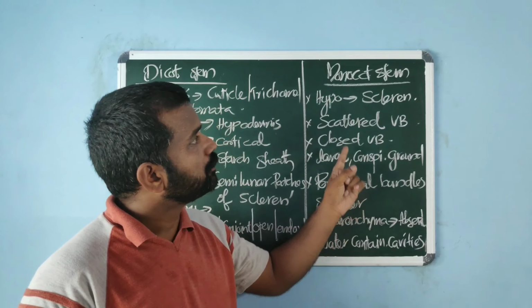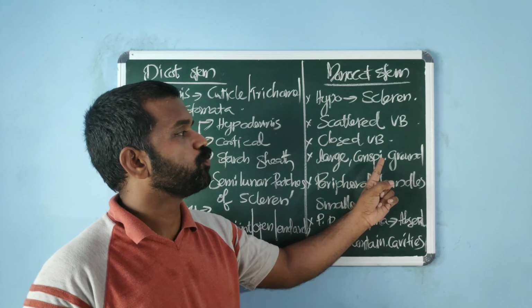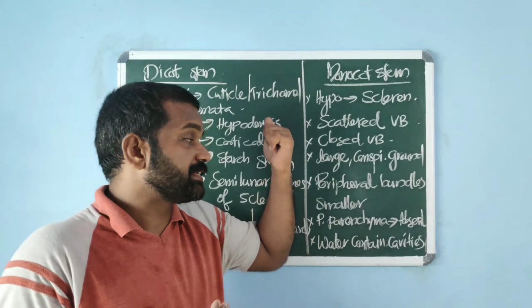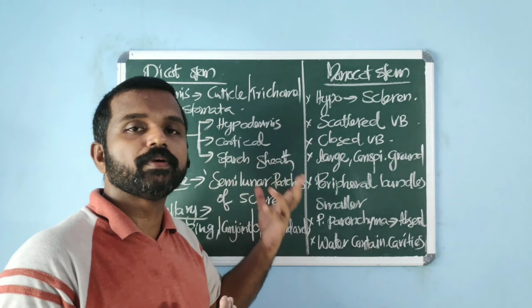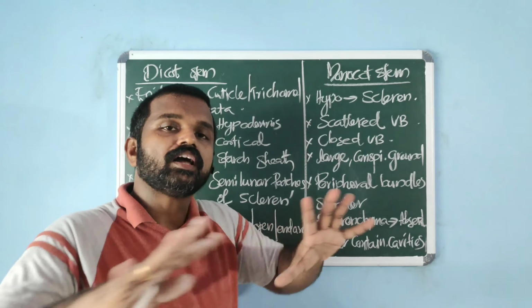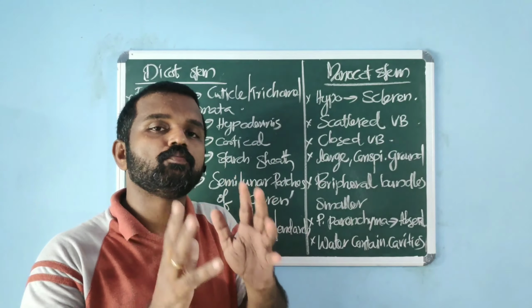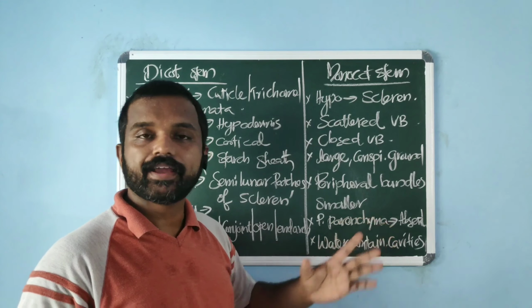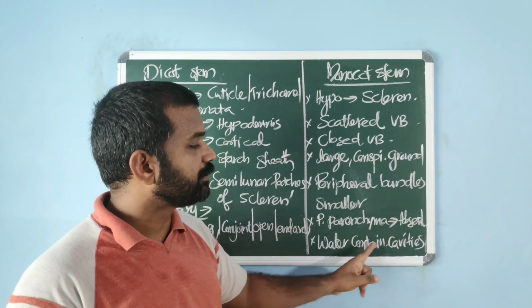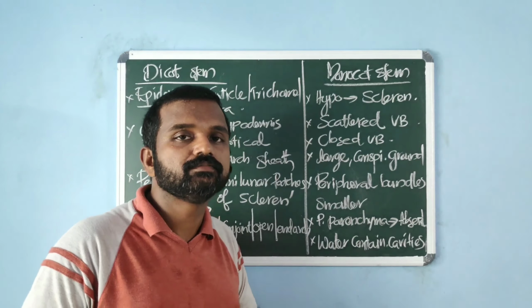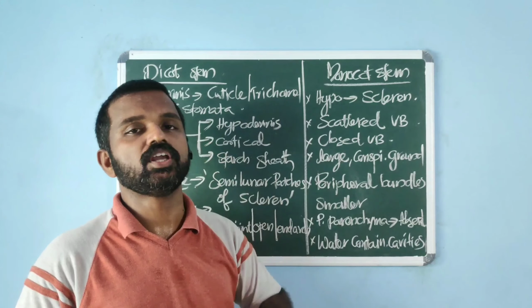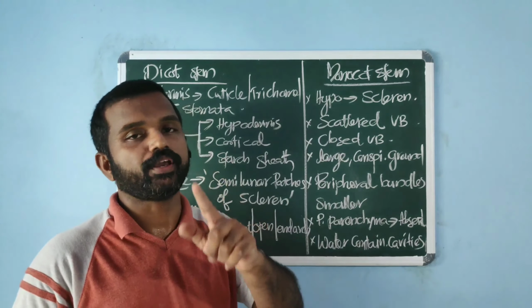Then they have a large, conspicuous ground tissue. It is not differentiated into various layers like the cortical layer, endodermis, pericycle and all. Instead, a large ground tissue is present in the monocot stem. Then phloem parenchyma is absent. Water-containing cavities are present in the xylem. These are known as protoxylem cavity or protoxylem lacunae.